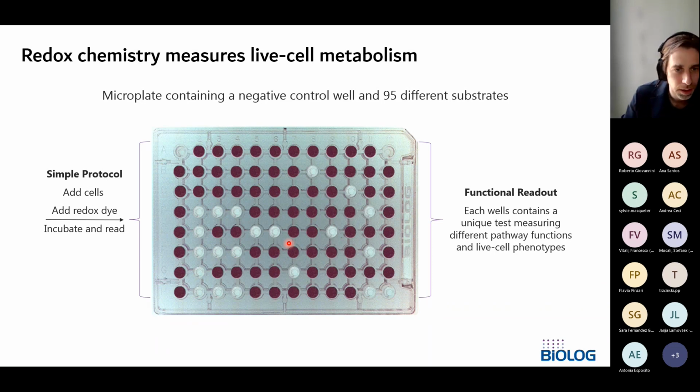And this, in fact, is the idea that Barry Bochner had back in the 80s. On the same plate, different microbes will give different profiles, and this fact can be exploited for creating a technology that can identify microbes. And that's how the very first application for BIOLOG was created.